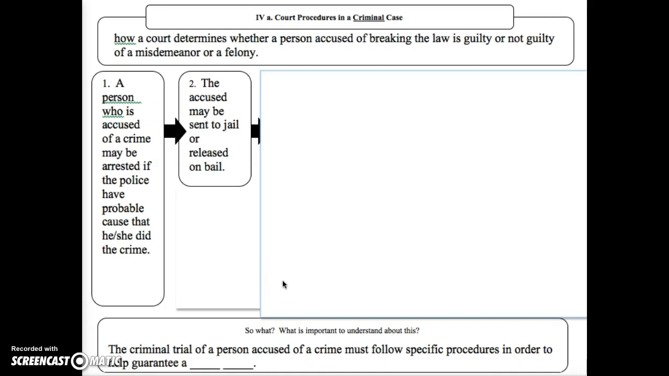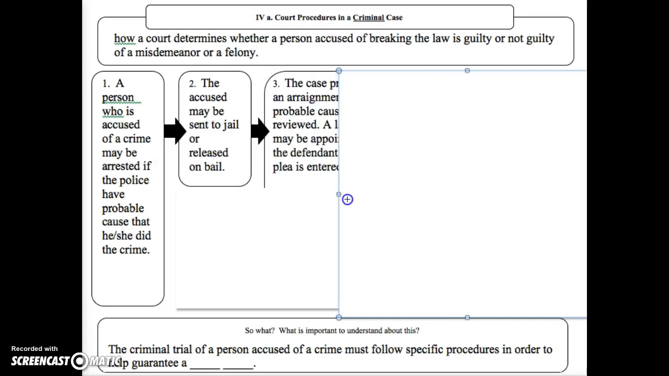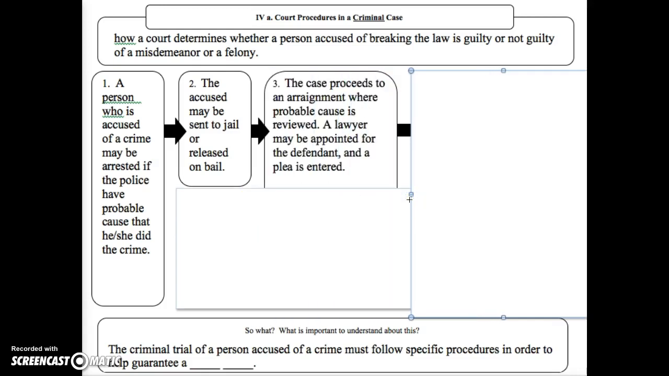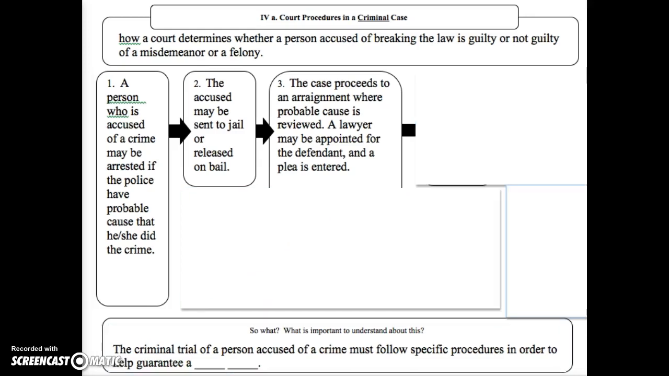After jail or bail, we move on to our third step, and this is the one that is going to take the longest to explain and also differs between a misdemeanor and a felony. So as we're looking at this, our third step is that the case proceeds to an arraignment where probable cause is reviewed, and a lawyer may be appointed for the defendant and a plea is entered. In this case, you want to underline or fill in the blank of arraignment, lawyer, and plea.